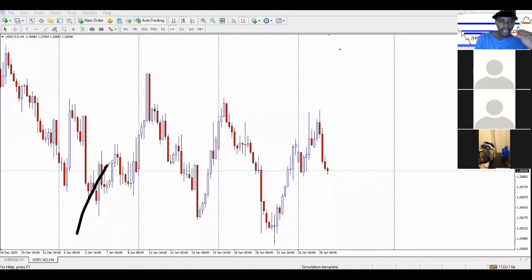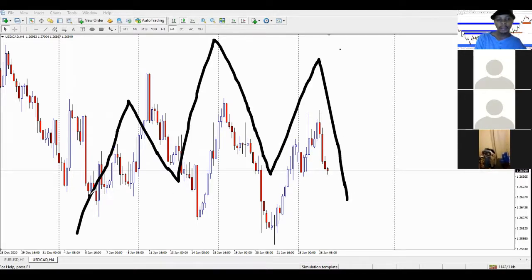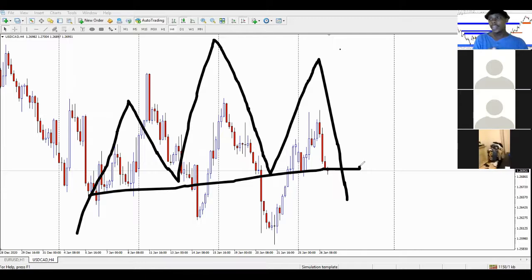So it's something that looks like this: left shoulder, and then we have a head, and then we have a right shoulder, and then we also have something called a neckline. One thing to note: in order for a head and shoulder pattern to occur, you must first of all have an uptrend.